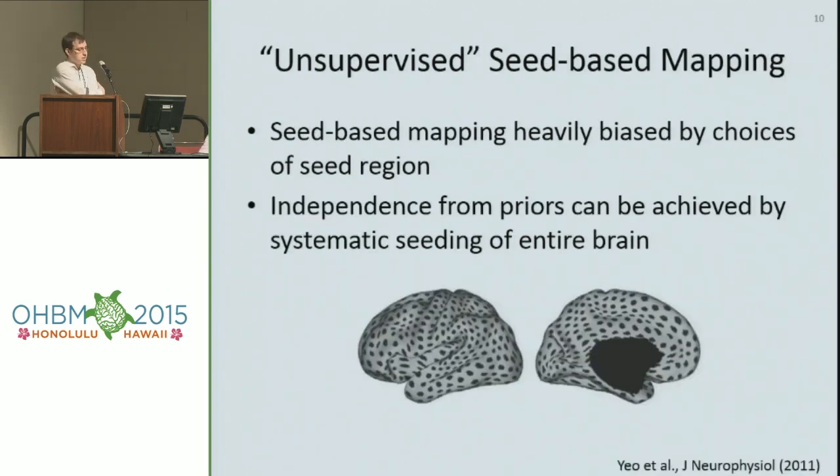So like I said, seed-based mapping is heavily biased by the choice of seed region. However, we can approach an unsupervised method by systematically seeding the entire brain. This gives us independence from any prior information about where we should put our seed region. So how you divide up the brain for systematic seeding is important. In this example, it's simply a regularly spaced grid over the cortical surface, but you could imagine every voxel being used or some other parcellation scheme used as a prior to break up the brain into seeds.